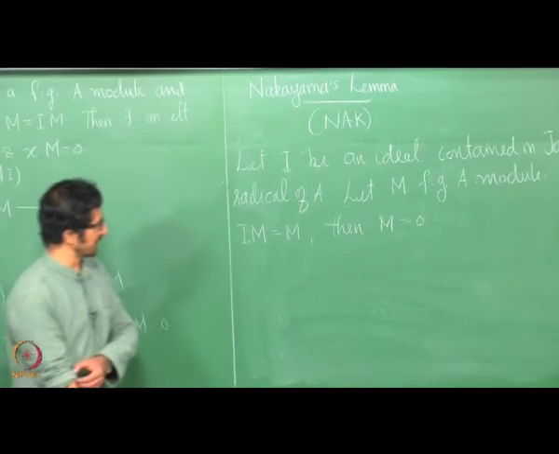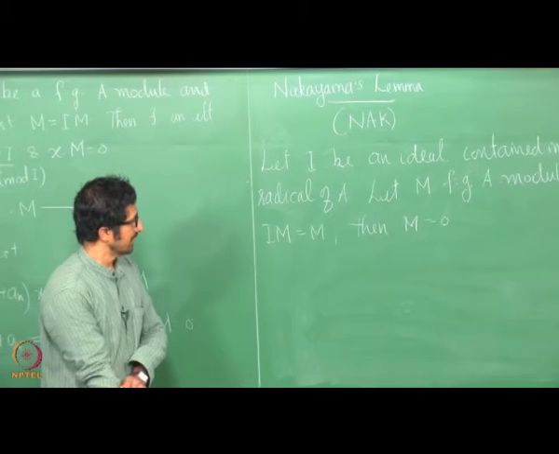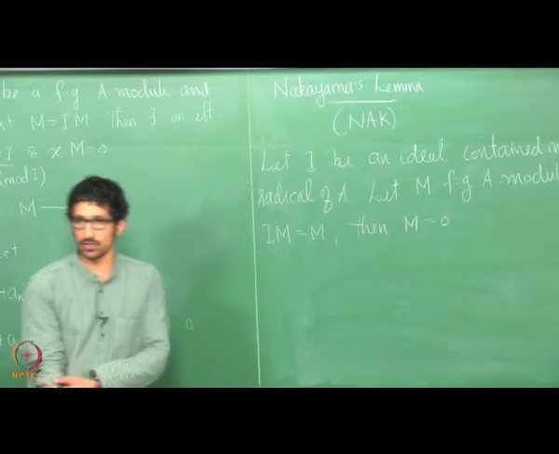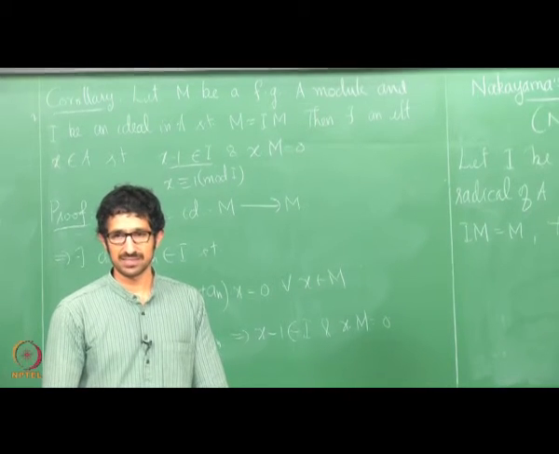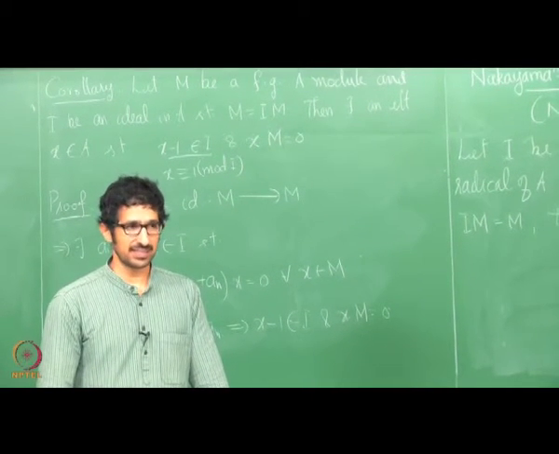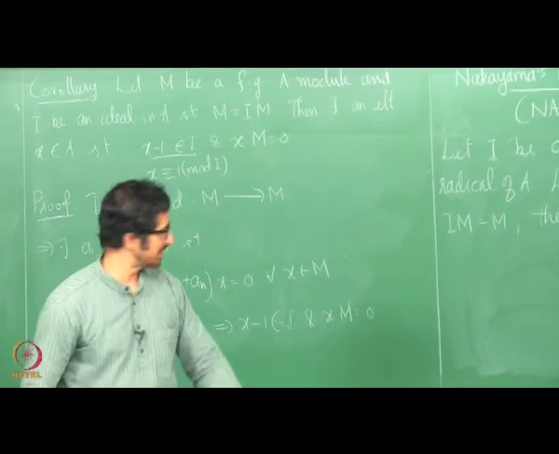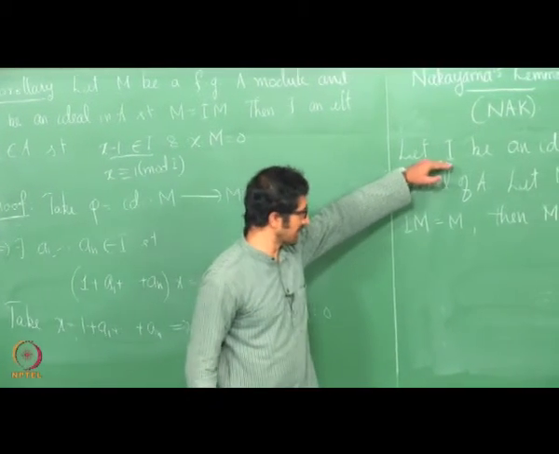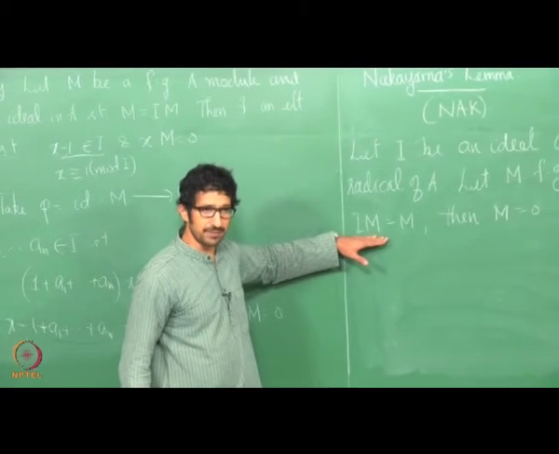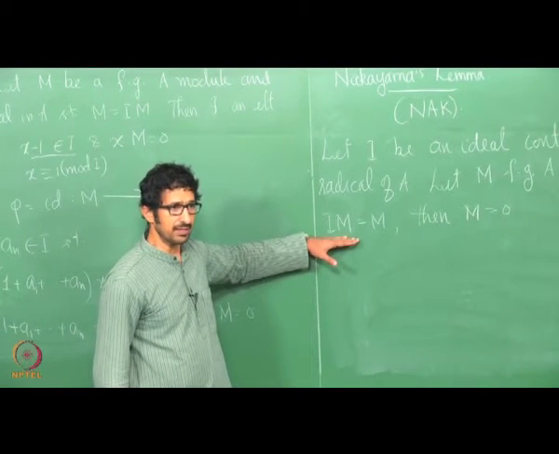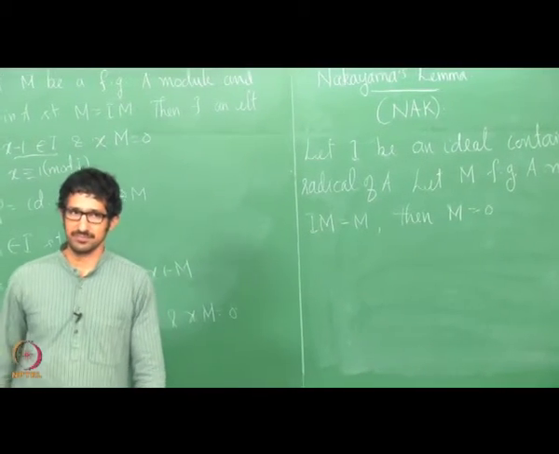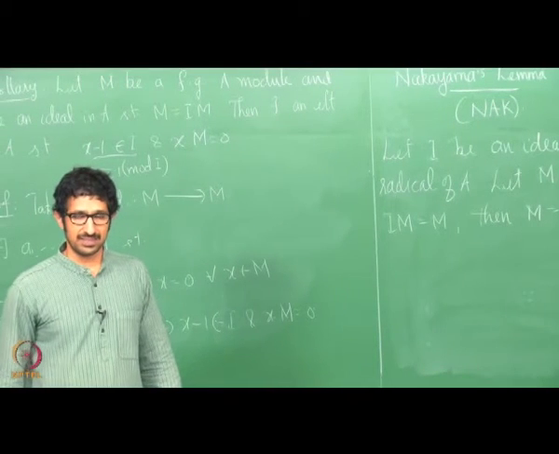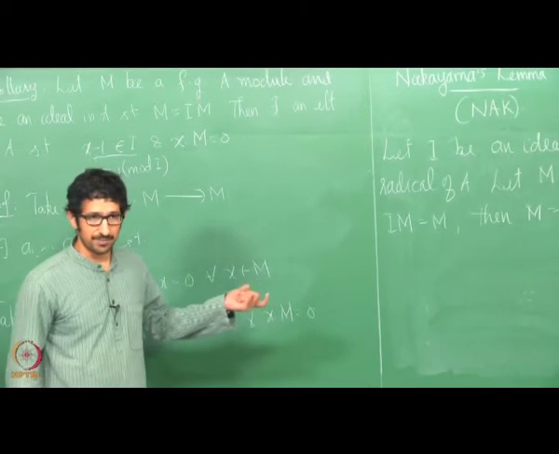Think of this situation in a local ring. Suppose you have a local ring, every ideal is contained in the Jacobson radical, because there is only one maximal ideal. So what it says is that in a local ring, if you take a non-zero module, then IM can never be equal to M.